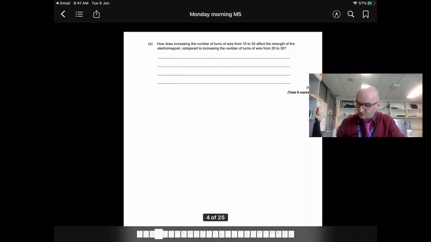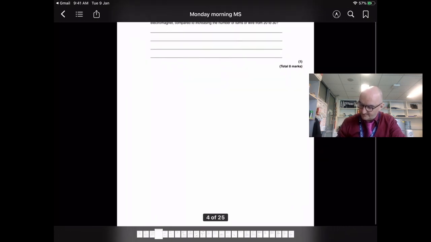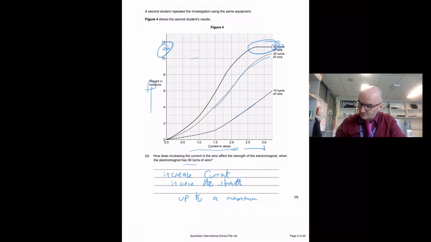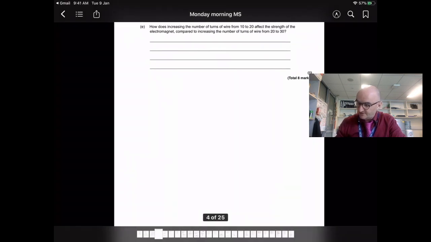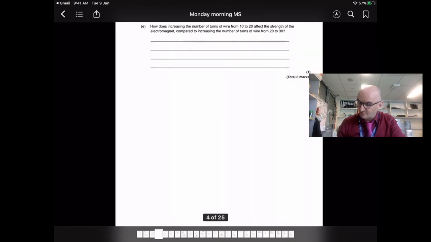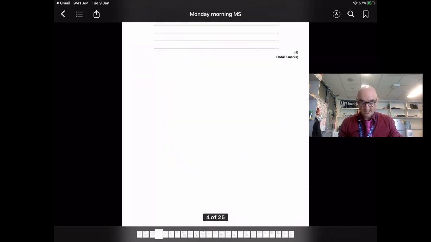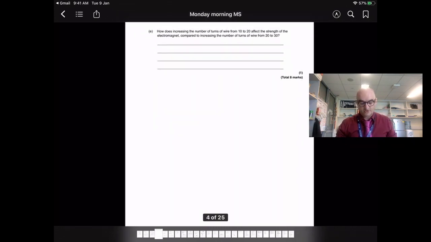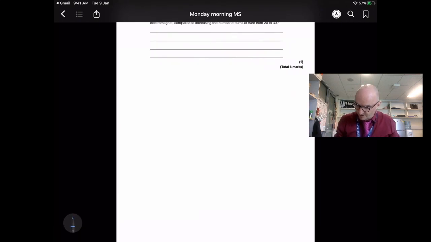E, how does increasing the number of turns of wire from 10 to 20, remember that big gap? So we've got 10 here, 20 there, there's a big increase, 10 to 20. Affect the strength of the electromagnet compared to increasing the number of turns from 20 to 30. Well, we can see there's a much bigger gap, 10 to 20, and a much smaller gap between 20 and 30. So what are you going to write? So we need to get the pen ready, Mr. Midgley. There we go.